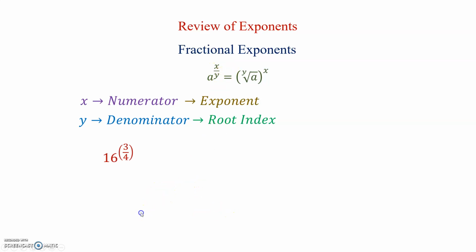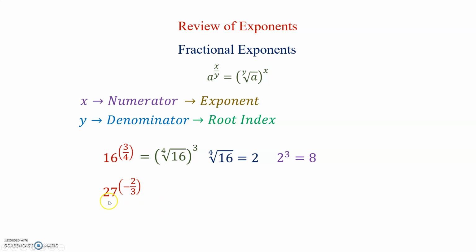So here's an example. Right now, I could rewrite it. The 3 is the exponent, and the denominator, the 4, is the root index. So it's a two-part problem. First, we'll look to simplify the fourth root of 16, which is 2, because 2 to the fourth, or 2 times 2 times 2 times 2, is 16. Now that we've simplified the fourth root, we'll look at raising it to the third power. 2 to the third power is 8. So therefore, 16 to the 3/4 is 8.